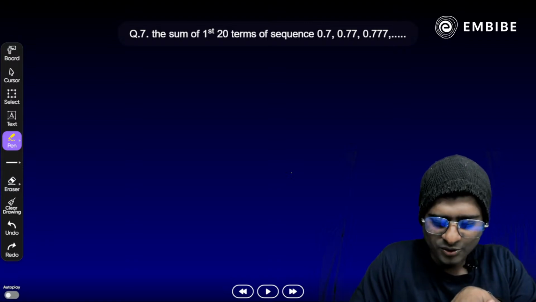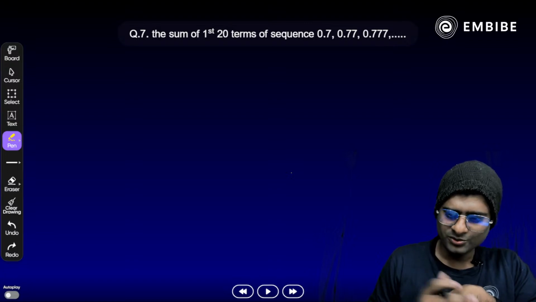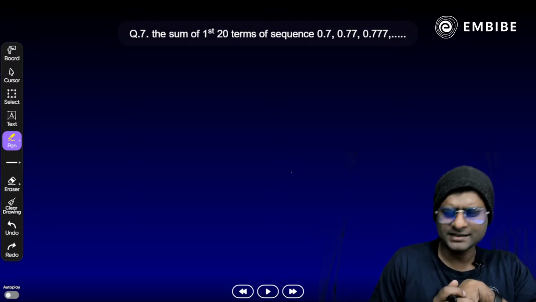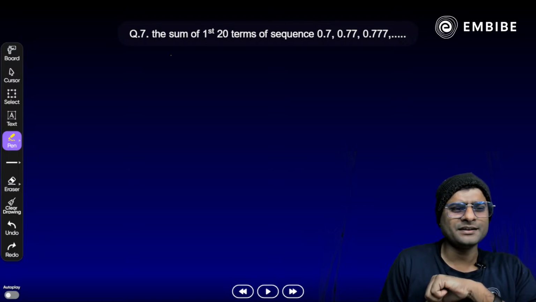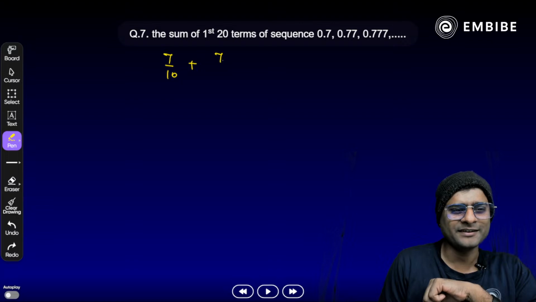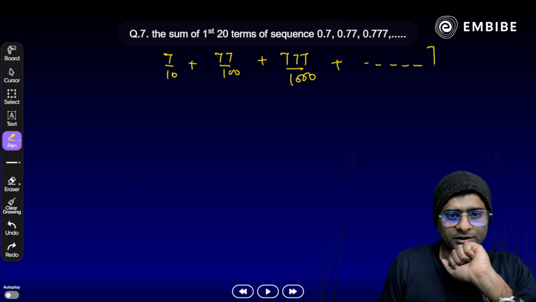You can take it as homework here. Yes or no? There is a simple hint here. 0.7 is nothing but what? 7 by 10. Then what do we have here? 77 by 100. Then 777 by 1000 and so on up to 20 terms. Remember. So we need to find the sum here.